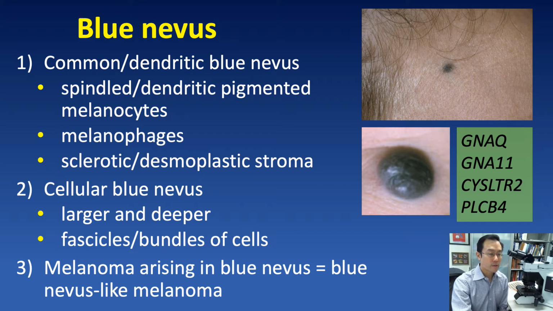But in the skin, blue nevus is most commonly encountered as a small so-called common or dendritic blue nevus, a small blue-gray macule with predilection for the face or the extremities, and characterized histologically by spindled or dendritic, narrow, slender, pigmented melanocytes and associated histiocytes full of melanin, melanophages, usually set within a very collagenous, sclerotic or desmoplastic stroma. Less commonly, cellular blue nevus is a larger and deeper lesion composed of fascicles of spindled melanocytes.